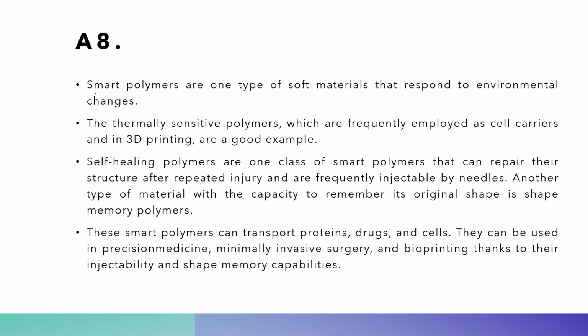So smart polymers are one type of soft materials that respond to environmental changes, and the thermally sensitive polymers, which are frequently employed as cell carriers and in 3D printing, can be a good example. So self-healing polymers are one class of smart polymers that can repair their structure after repeated injury and are frequently injectable by needles. Another type of material with a capacity to remember its original shape is shape memory polymers. So now we got to know about two types of polymer, that is self-healing polymer and shape memory polymer. Okay, so this kind of reminds you of your regeneration process, which is found in the case of human liver and lizard tail.